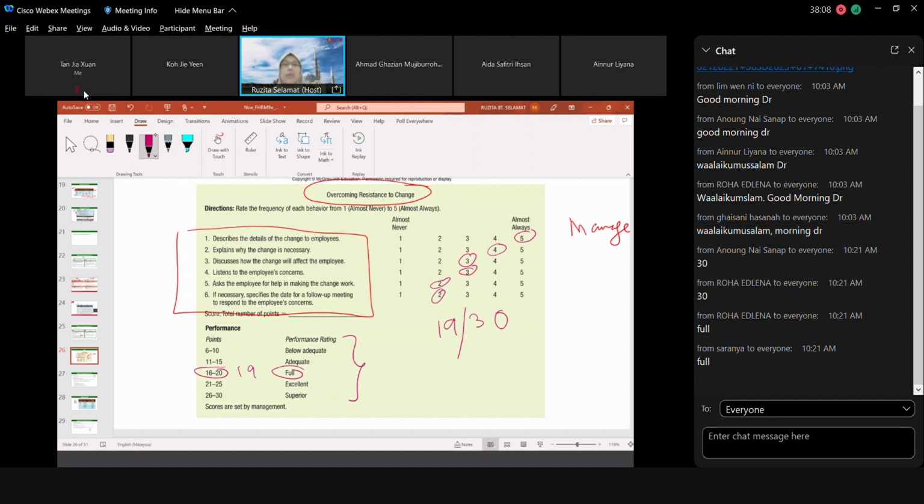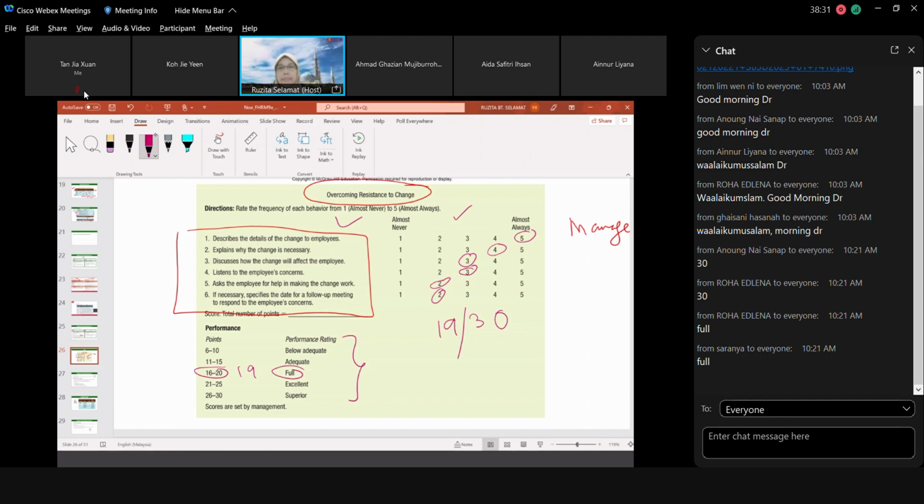Yeah, but of course this is only part of the manager's job. There could be other scales for other behaviors that are being evaluated. Right, just to show you the example of BOS, in which we have the statement and we have the frequency, from almost never to almost always.